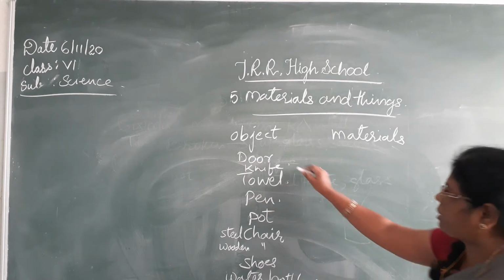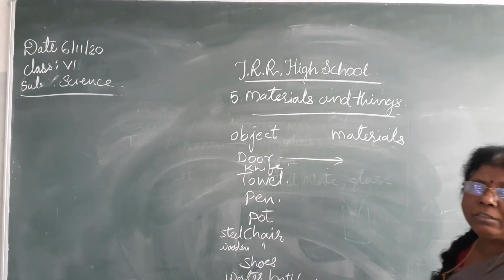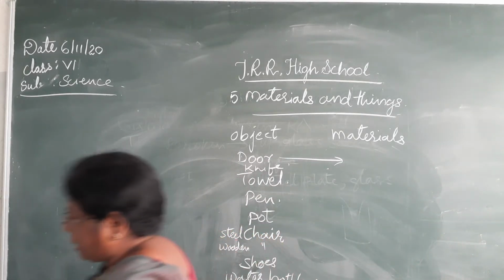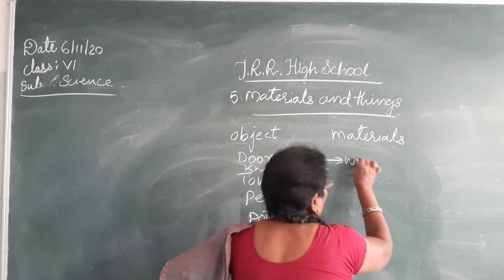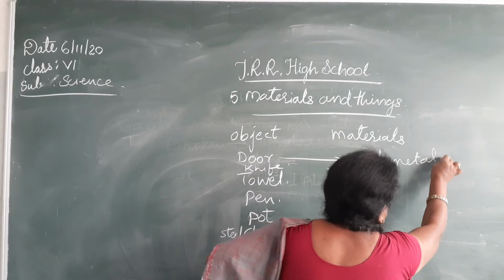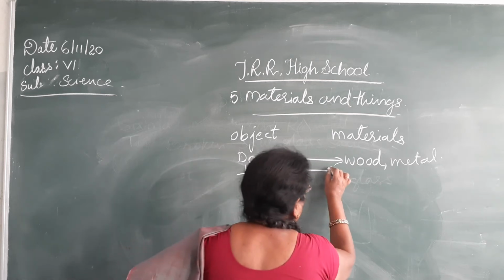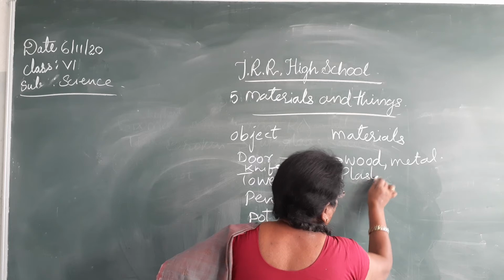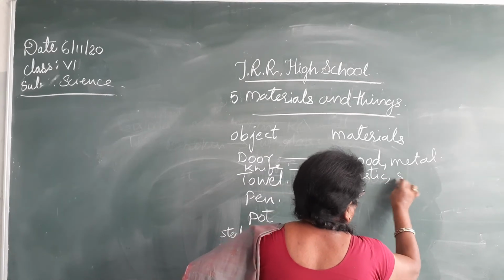Which are made up of what? Door is there. In doors, hinges are used with metals. Door will be wood, and metal will be used for the door. In the same way, knife, what is used? Plastic and iron, metal, steel. You can write steel, isn't it?